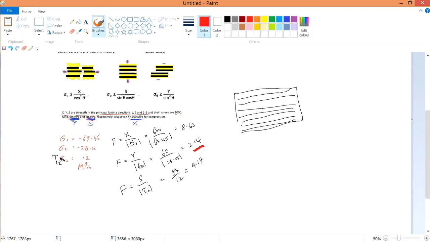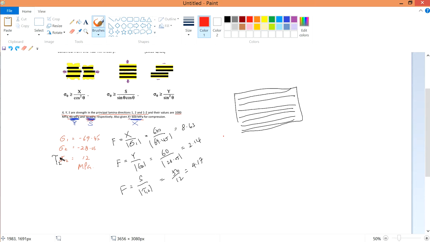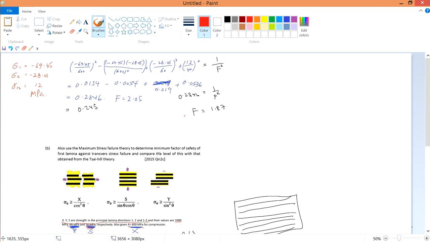So the factor of safety here is very low. The lower you are, the more dangerous you are. So over here 2.14 is still okay. Typically I think 3, I forget already. Anyway, if you were to compare this value, our 2.14, with our Tsai theory, which is 1.87, if you think about it, our Tsai theory is much more conservative.